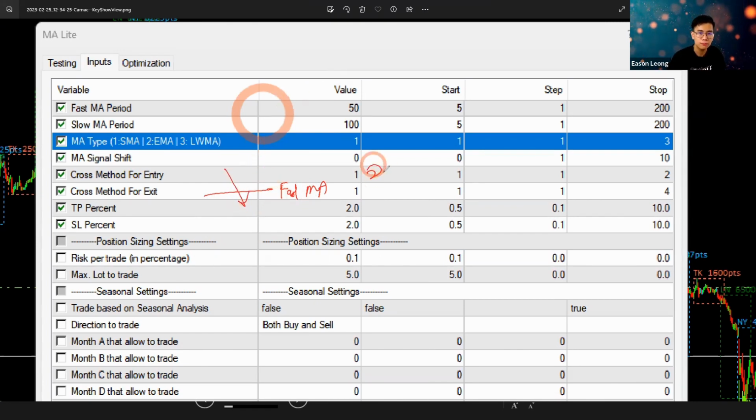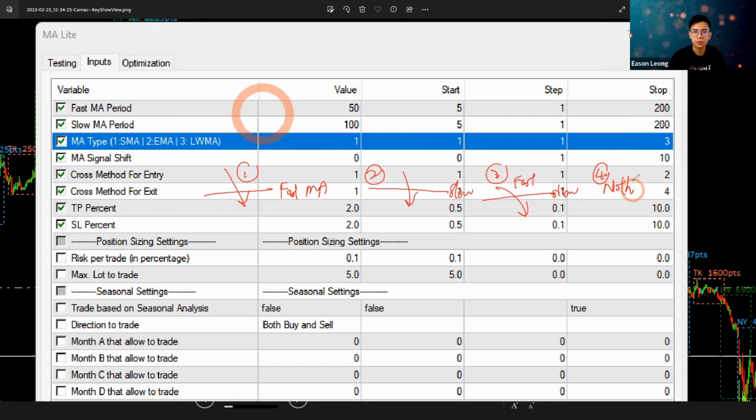And if you type 2, it will be if the price crosses below the slow moving average. If you type 3, then it will be the fast crossing below the slow one, and if you type 4, it means nothing, don't close at all. So this is 1, 2, 3, 4 for the cross exit method, and we don't know which one is the best. Just ask the robot to find a setting for us.